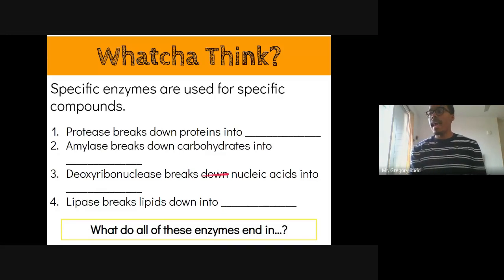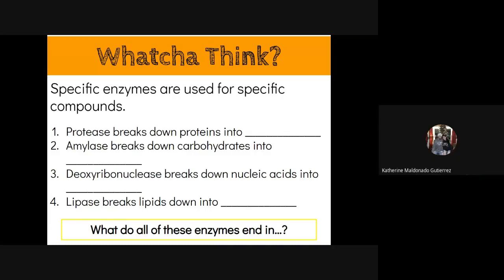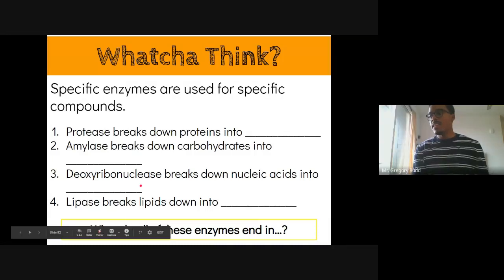deoxyribonuclease breaks down nucleic acids into what? What should be in this blank? If I break down a nucleic acid, what's the monomer that I end up with? Where is everybody? We should be moving through these questions really quickly. We went over this several times last week. Nucleotides? Thank you, nucleotides. And the last one, lipase, breaks down lipids into, I'm just going to say it because I don't want to continue taking too much time, glycerol and 3 fatty acids.